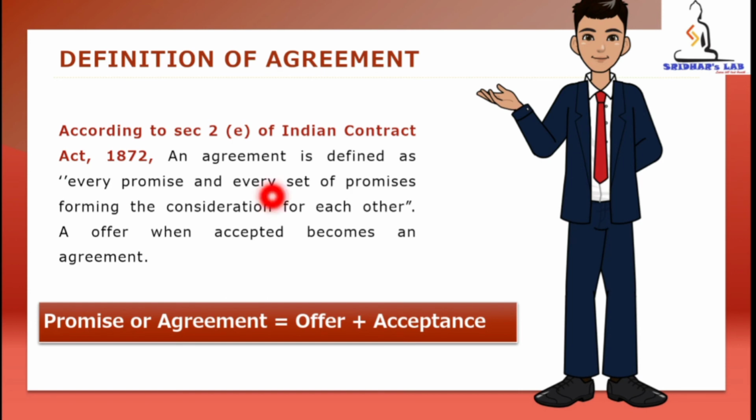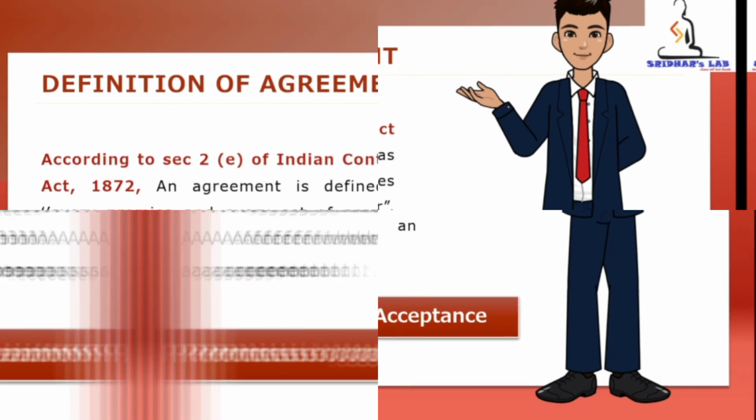Consideration means something in return. In the previous example which we have discussed, Mr. Raju is offering his car to Mr. Kumar, and in return he is getting rupees 4 lakh. So there is something in return. Therefore, that is what we call consideration. This is all about the definition of agreement.